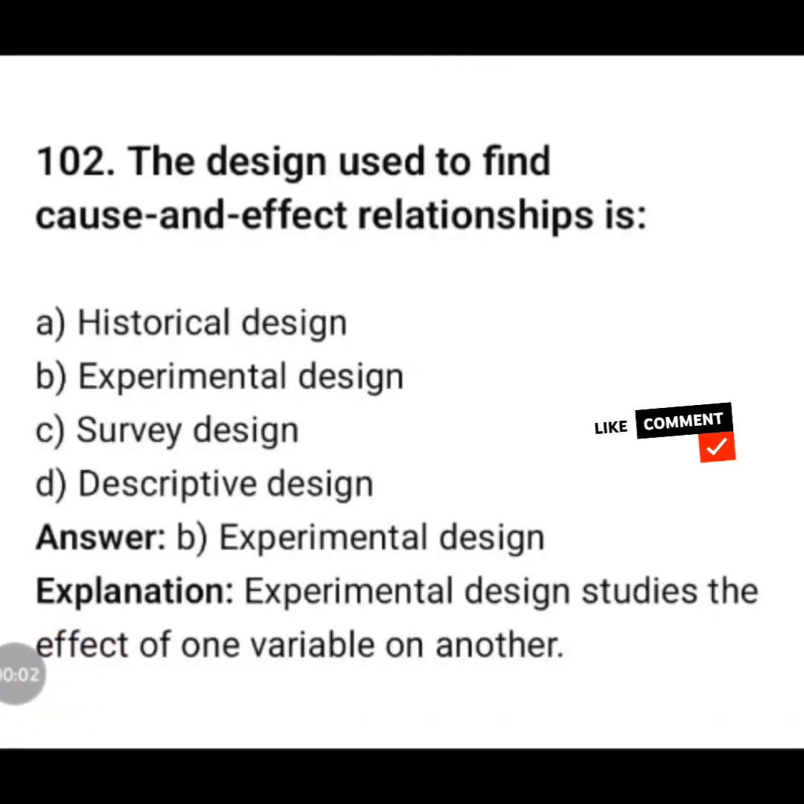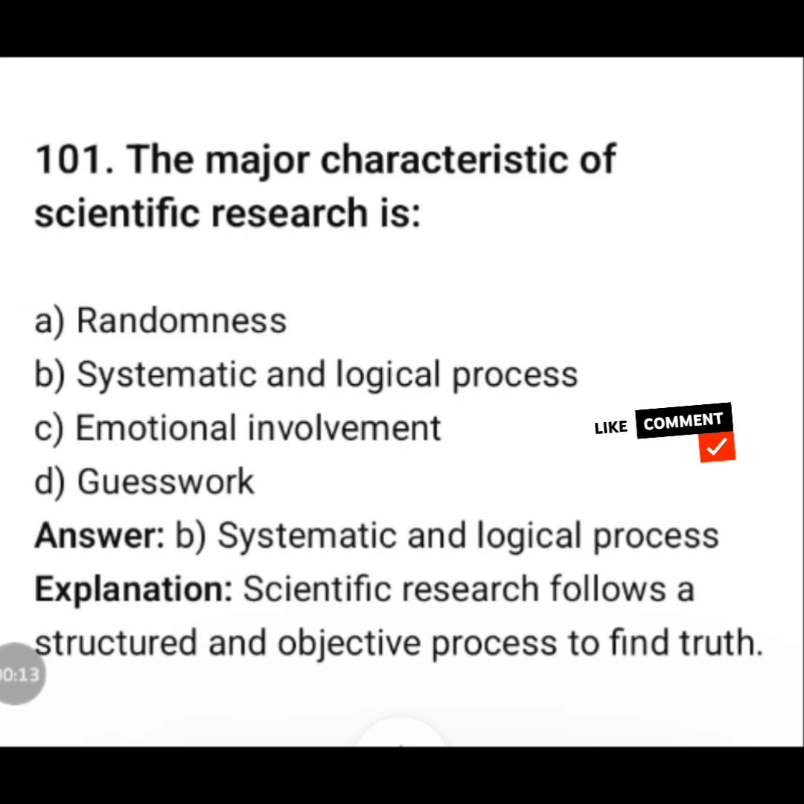The design used to find cause and effect relationship is historical design, experimental design, survey design, descriptive design. The correct answer is option B, experimental design. Experimental design studies the effect of one variable on another.